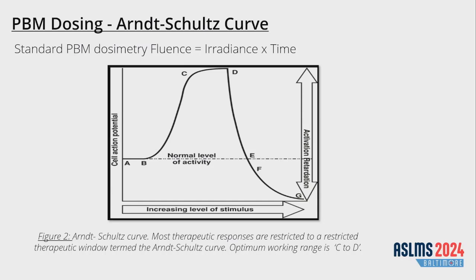We start the discussion by looking at the Arndt-Schulz curve that tells us that the level of stimulus is not linear to the cell action potential. As you can see, there needs to be a certain amount of stimulus to have a maximum action potential. In this case, we need to be around region C to D to have the best treatment, and it's working.